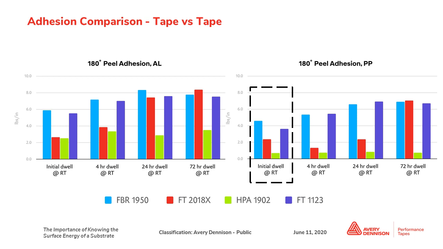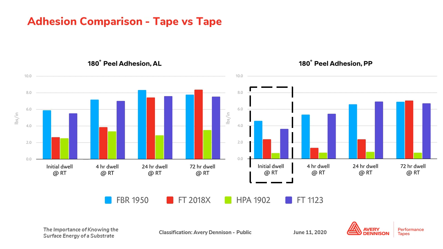Let's just compare tape versus tape, and let's fix it on one particular condition, and that would be the polypropylene for an initial dwell time, as what's boxed in right there, okay? So first, FBR 1950, which is a general purpose rubber, that's getting a pretty good force readout of 4 pounds per inch. That's a pretty good initial dwell time peel value. That would be acceptable. Let's move next to the acrylic, which is generally considered a firmer adhesive.